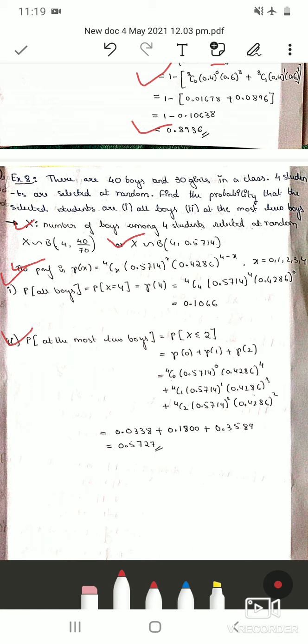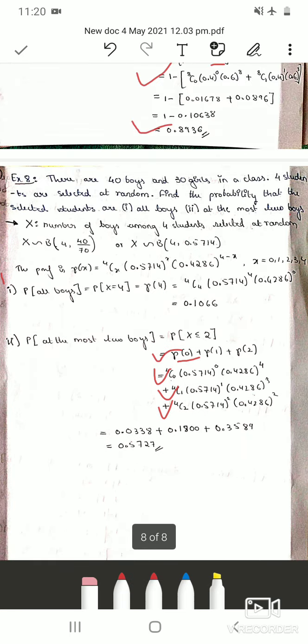Next they have asked at most 2 boys. If you remember, when the term at most comes, you have to take less than or equal to. When at least comes, you have to take greater than or equal to. Here they have asked at most 2 boys, therefore it will be the probability of x less than or equal to 2. Therefore we have to calculate P of 0 plus P of 1 plus P of 2. In place of x, substitute 0, then 1 and then 2. Calculate it and you will get 0.5727. Therefore the probability of getting at most 2 boys is 0.5727.